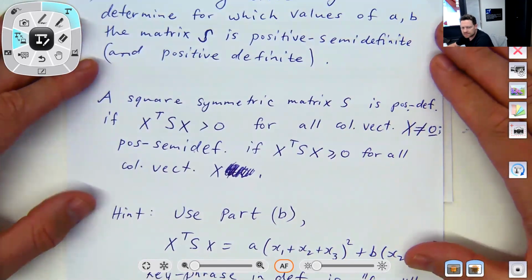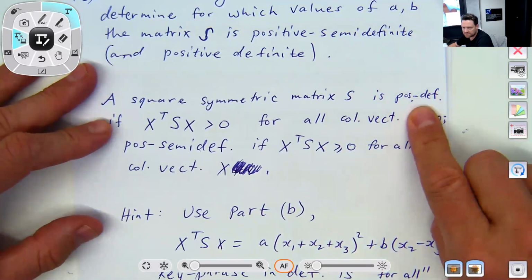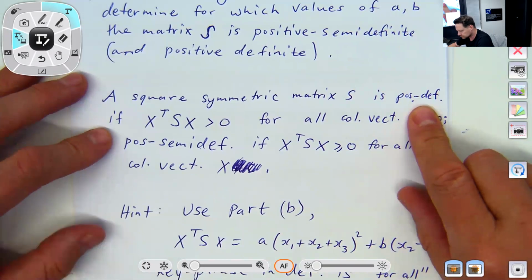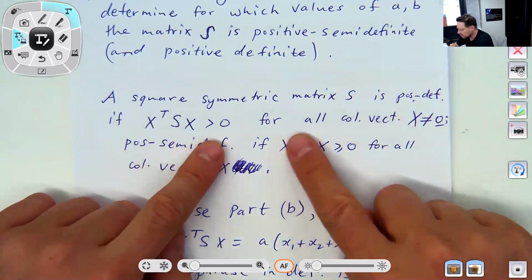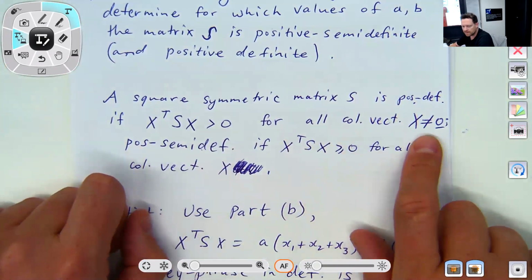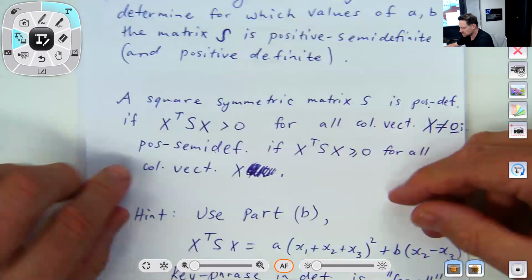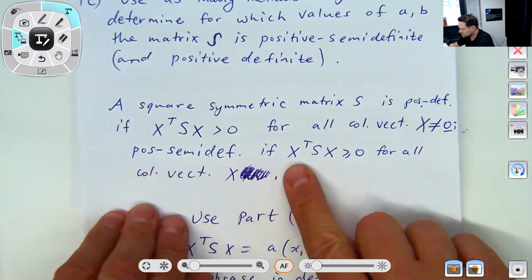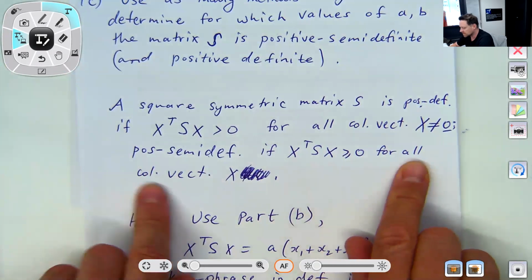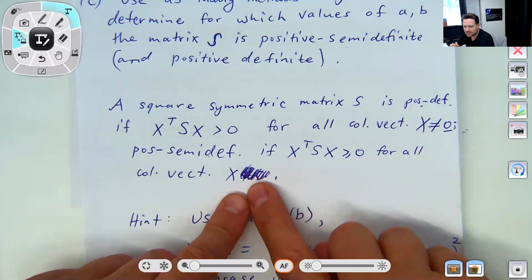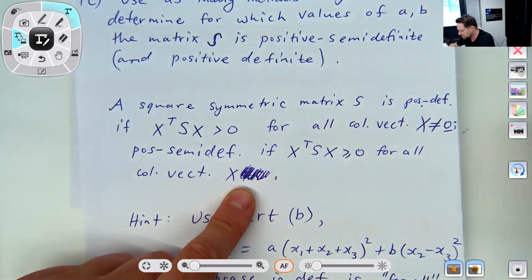So our first one is that a square symmetric matrix S is positive definite, and you can see that I've abbreviated that, if X transpose S times X is positive for all column vectors X that are non-zero. Furthermore, it's positive semi-definite if X transpose S times X is greater or equal to 0 for all column vectors X. Now, I previously accidentally wrote not equal to 0 there, so I've crossed it out because you don't need that in the definition.